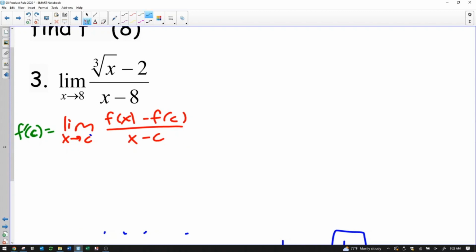So watch, if I made this 8 and this 8 and this 8, it actually ends up looking exactly like this problem, because this says everywhere there's an x, plug in 8 to my function. If I plug in 8, do you get 2 here? So if I plug in 8 there, I do get 2. So this really is the definition of a derivative. So I do f prime of a.